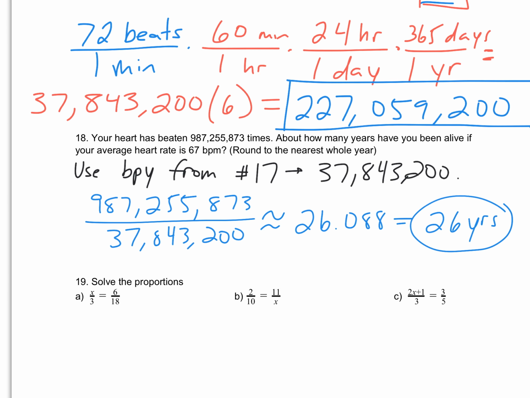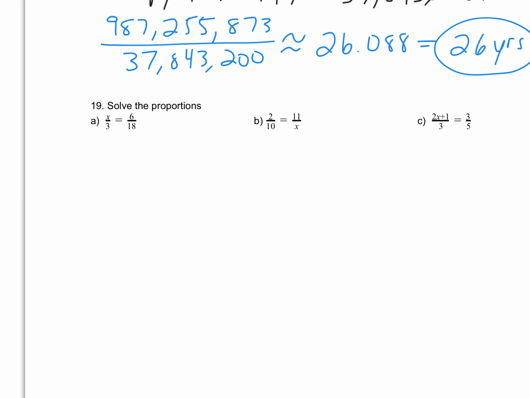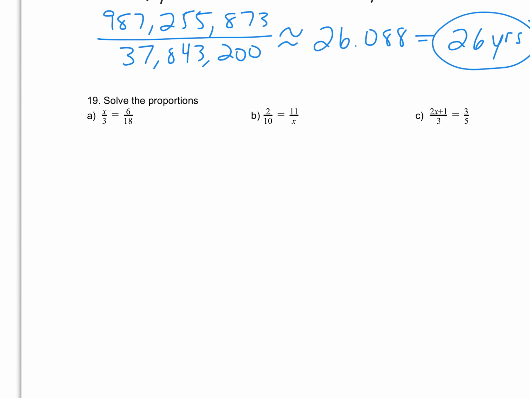Okay, so let's look at solving some proportions. When we solve these proportions, remember a proportion is a fraction set equal to another fraction. We just want to cross multiply. So when we cross multiply, remember it's x times 18, so 18x, 3 times 6, and those are set equal to each other. From there, we can just solve it. We'll divide by 18, and x equals 1.